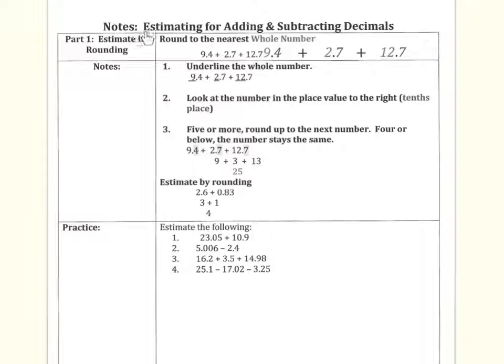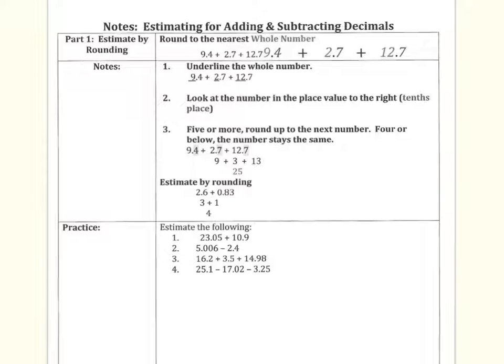Now please turn to your notes on estimating for adding and subtracting decimals. For the first part, we're going to estimate by rounding. So if we have the numbers 9.4, 2.7, and 12.7, we're going to round to the nearest whole number and then add. To round to the nearest whole number, you have to underline the whole number. So we're going to underline 9, and the 4 is going to tell us that the 9 is going to stay the same. So 9.4 rounds to 9, 2.7 rounds to 3, and 12.7 rounds to 13. You add them up, and your answer is 25.